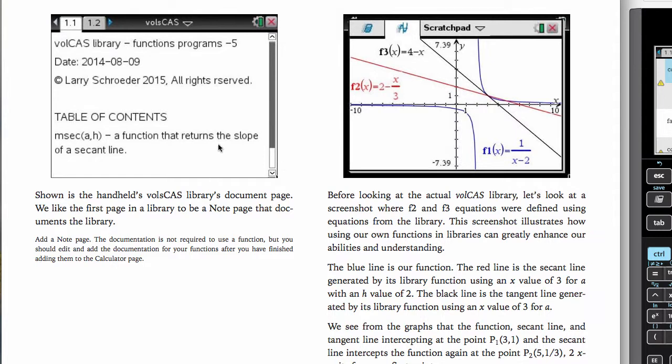The next page has us adding this library. Here we have a picture of the library actually being used. So what's going to happen is we're going to have the graph of a tangent line here, which is going to be 4 minus x. We're going to have a graph of a secant line at the point x equals 1, 2, 3, which cuts it in 2 different places. And again, here it shows us defining our library.